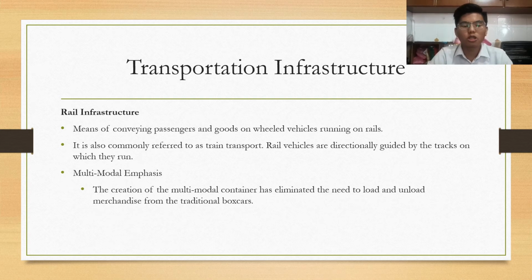Rail infrastructure is the process of conveying passengers and goods on wheeled vehicles that are running on rails. Another common term of rail infrastructure is the train transport. Rail vehicles are directionally guided by the tracks on which they run. Besides, the creation of the multi-modal container has eliminated the need to load and unload merchandise from the traditional boxcars.